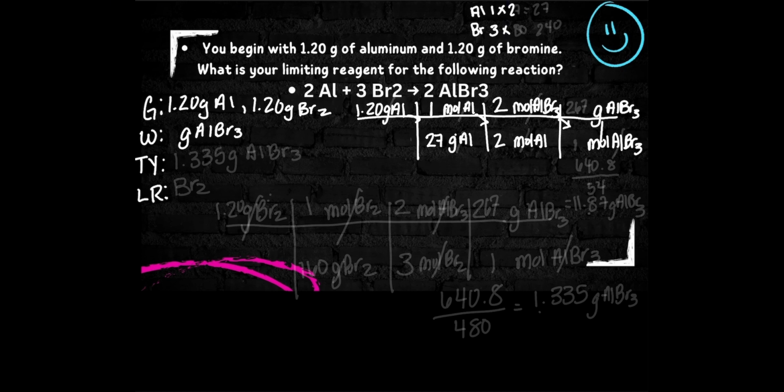Al has an atomic mass of 27 and Br has an atomic mass of 80. So 1 times 27 is 27, and then 3 times 80, let me go ahead and do the math, is 240. Now when I add these two numbers up, 27 plus 240, I am going to get 267, and that is my molar mass for grams of AlBr3. And when I have grams over mole, my mole is always 1.